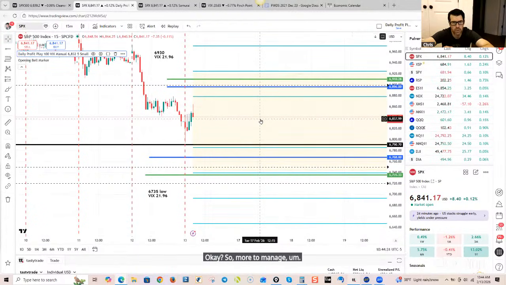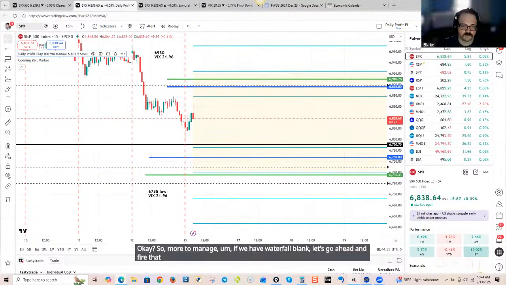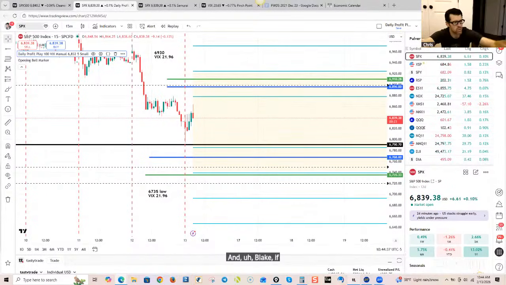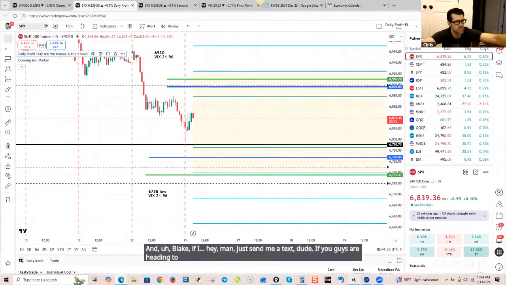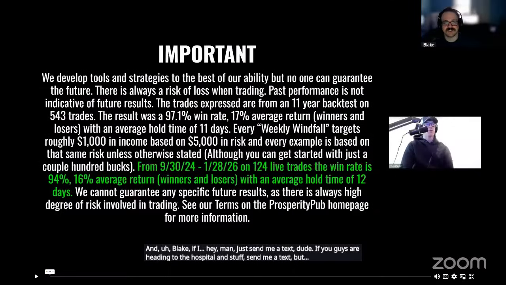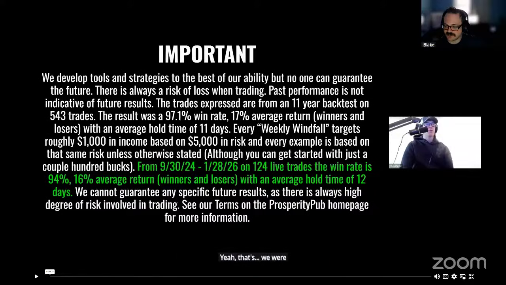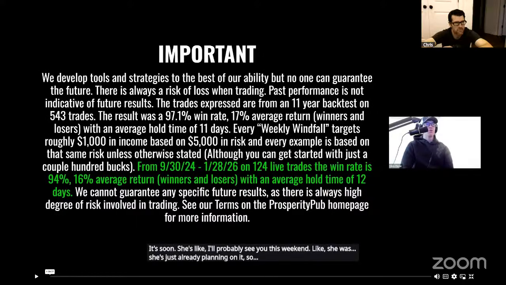If we have Waterfall, Blake, let's go ahead and fire that up for everyone that's here. And Blake, hey man, just send me a text. If you guys are heading to the hospital and stuff, send me a text. I know the due date is anytime. Yeah, we were at the doctor on Wednesday, and she checked her and she's like, oh yeah, it's soon. She's like, I'll probably see you this weekend. Like she's just already planning on it. So yep, fair enough.